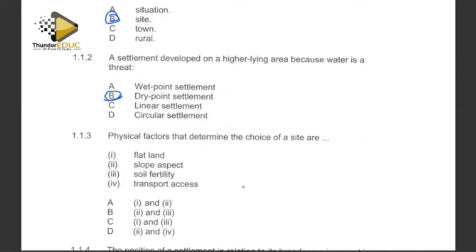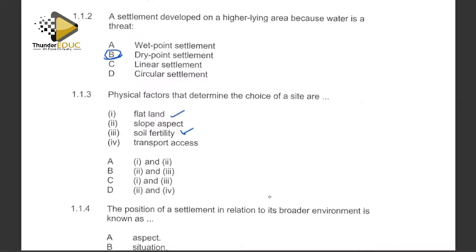Right, moving on to the next question. Physical factors that determine the choice of a site. Now, looking at physical factors, we're looking at natural factors. We can advocate for flatland, and you can also advocate for soil fertility as a physical factor. The slope aspect also qualifies as a physical factor. We're trying to highlight the most important factors that determine the location of a settlement here, which are natural or physical. So we opt for item 1 and item 3, which gives us a response at C.